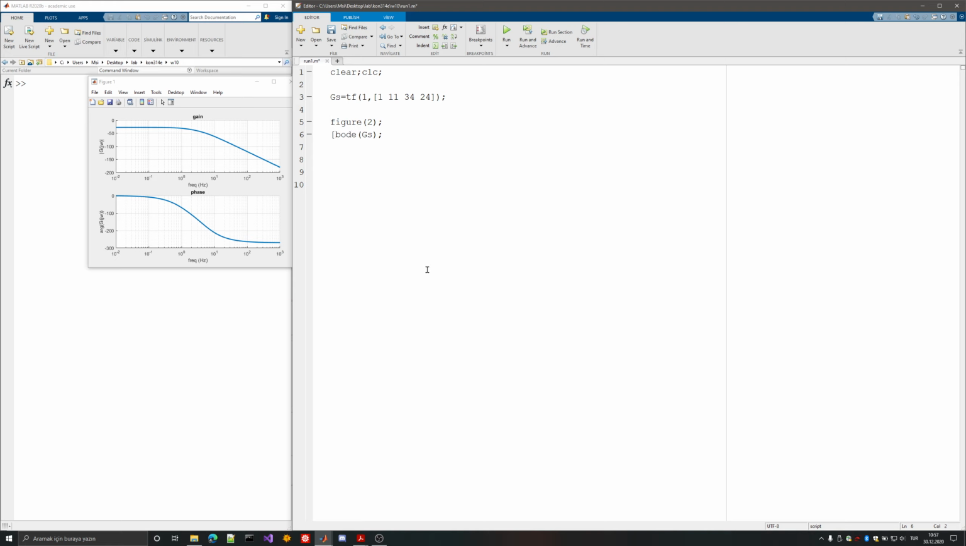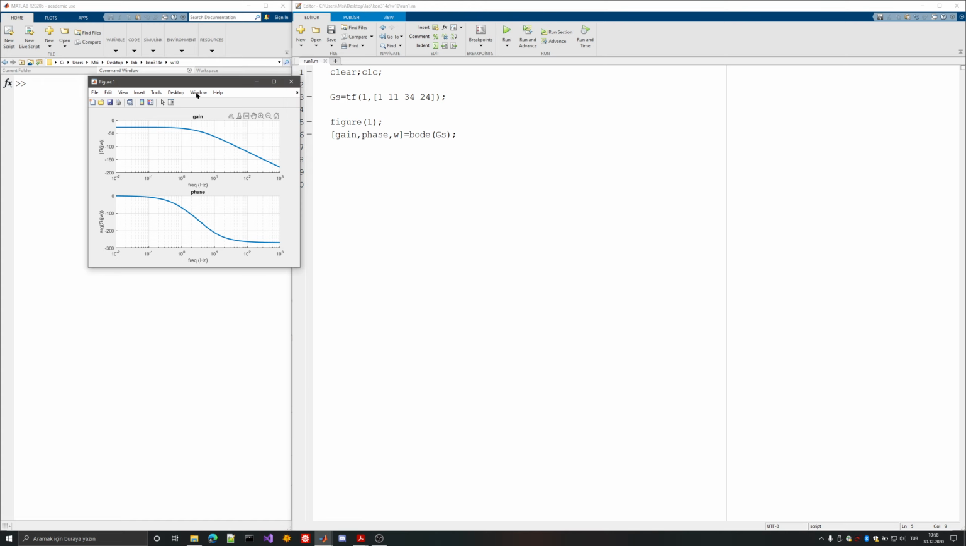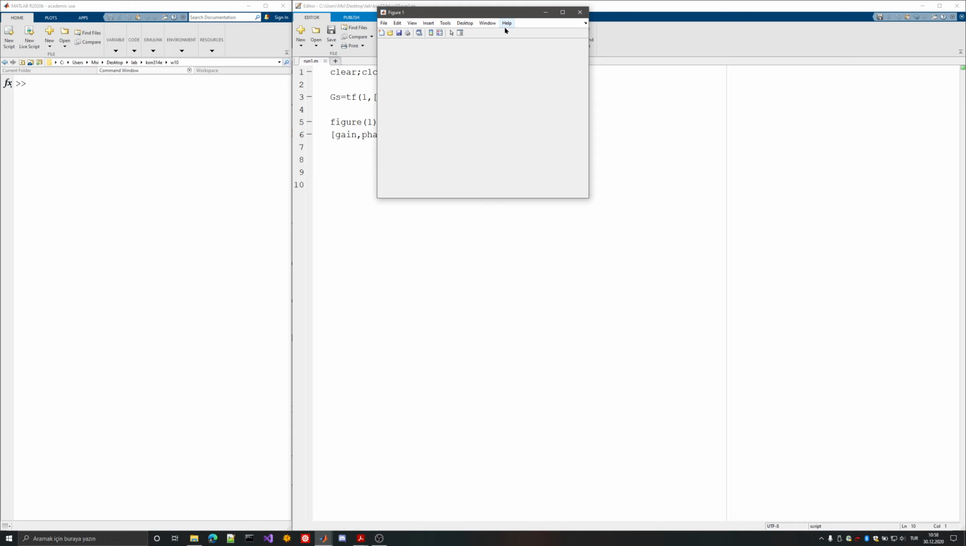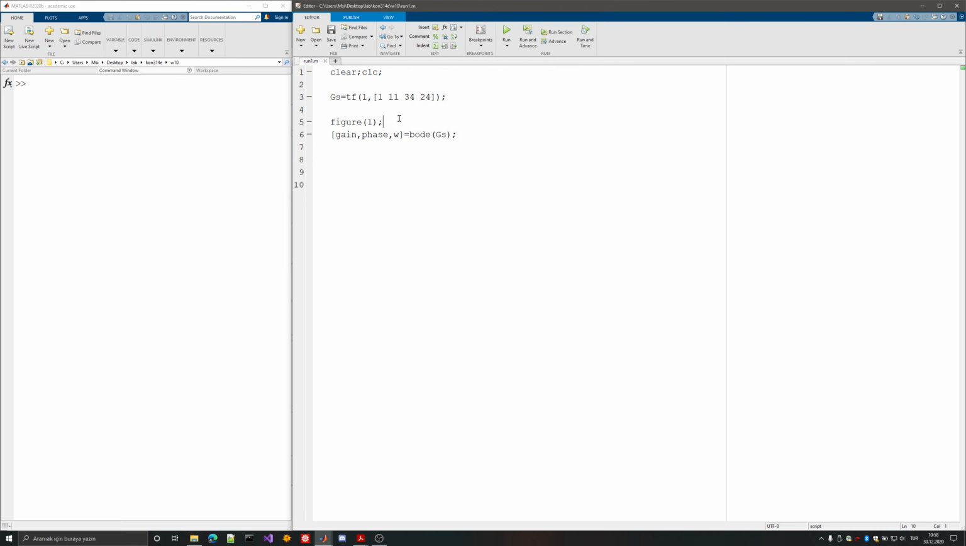Therefore, I need to catch the outputs, magnitude, phase, or maybe let's say gain and phase to be consistent, and then omega. So this will not create the plot, it will provide you with the data that will be used for plotting. So let's run this. I have created a figure, but the Bode plot didn't show up.